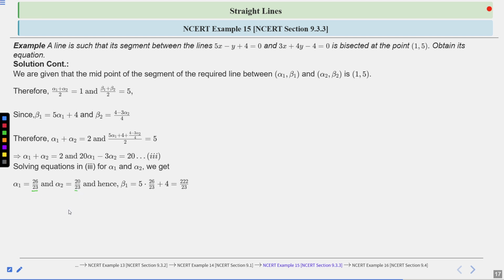Now we can find the value of beta 1. So beta 1 is equal to 5 times 26 divided over 23 plus 4, and if we simplify this, then we will get 222 divided over 23. So this is the value of beta 1, and alpha 1 is 26 over 23 and alpha 2 is 20 over 23.